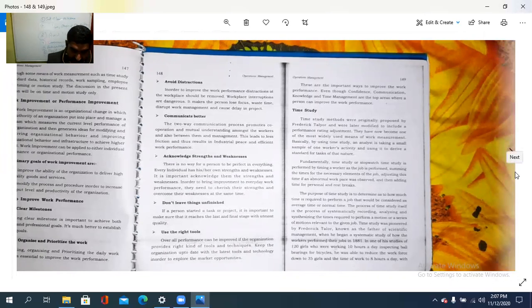So this is the work measurement as well as what is that, method study.